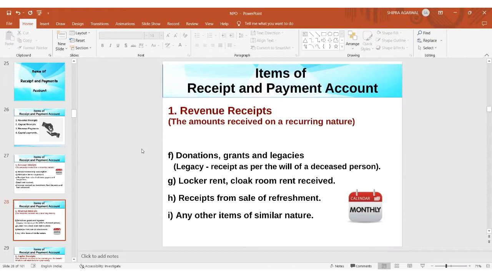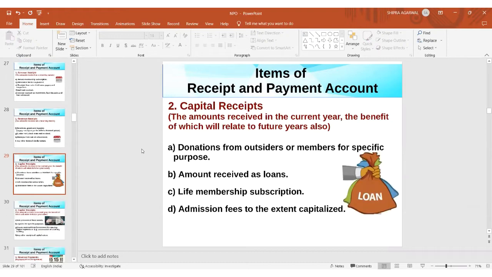organization, right? And when we talk about such receipts, then again, it will be written in your receipts and payments account. And if you have any other item of a similar kind, which I might not have covered over here, but still it is applicable in your business.